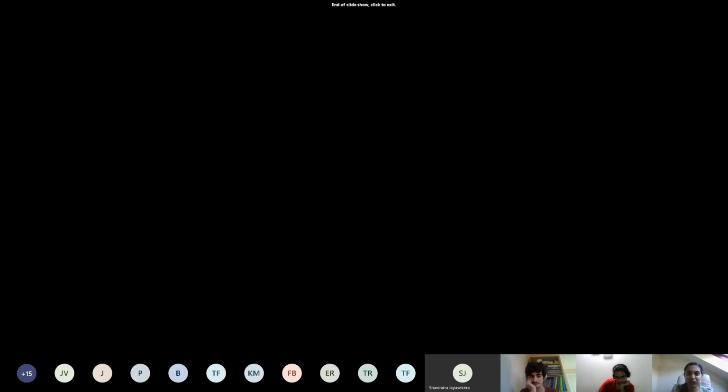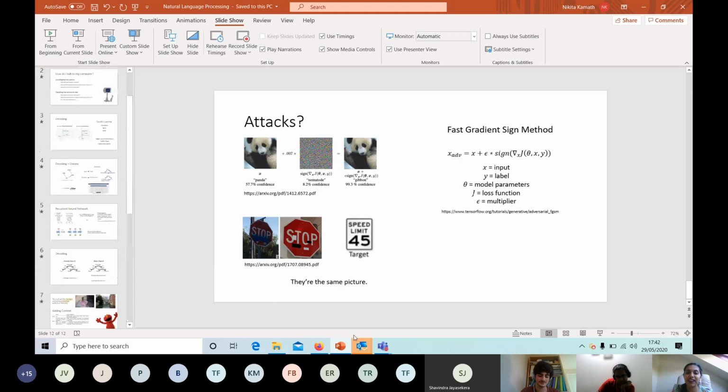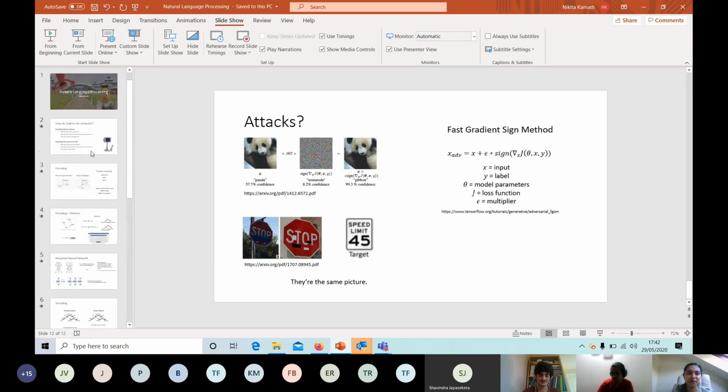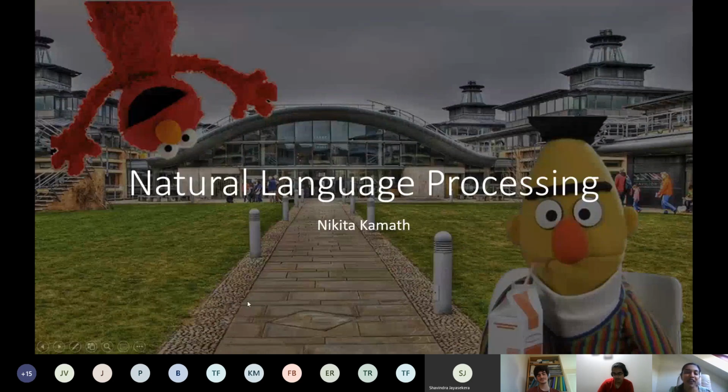So that is pretty much all I have to talk about. That is a whistle-stop tour of everything that can be done with natural language processing, and everything that needs to be done in the future. Are there any questions now linked to any of what I've just discussed?